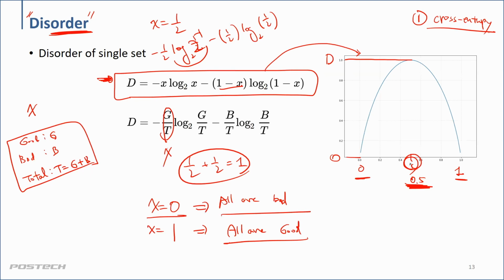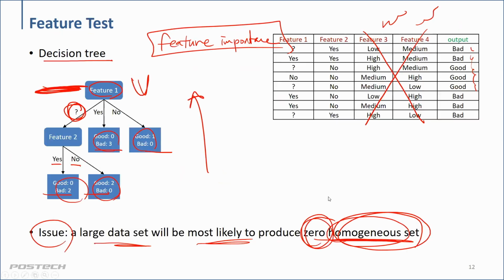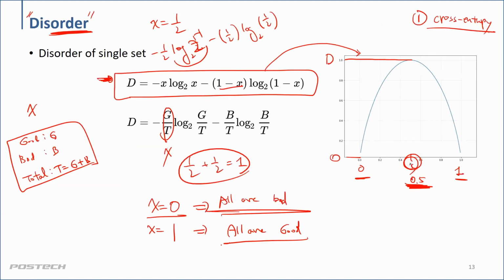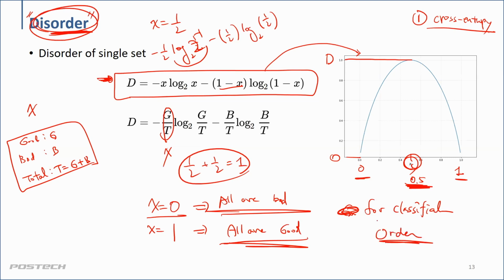So for classification problems, like I said, these are good, right? If we are able to separate them, that means these are the good case. It's good for classification. Here is a disorder, but order is good. That means that we can separate them.